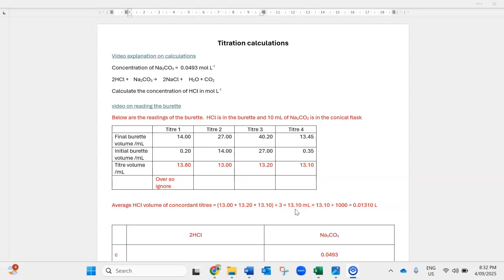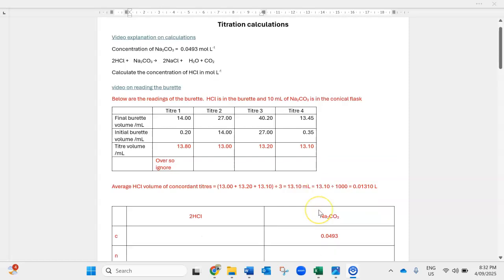The first thing you should do for all of these calculations is always convert milliliters into liters. So 13.10 is 0.01310 liters, because you divide that by 1,000.